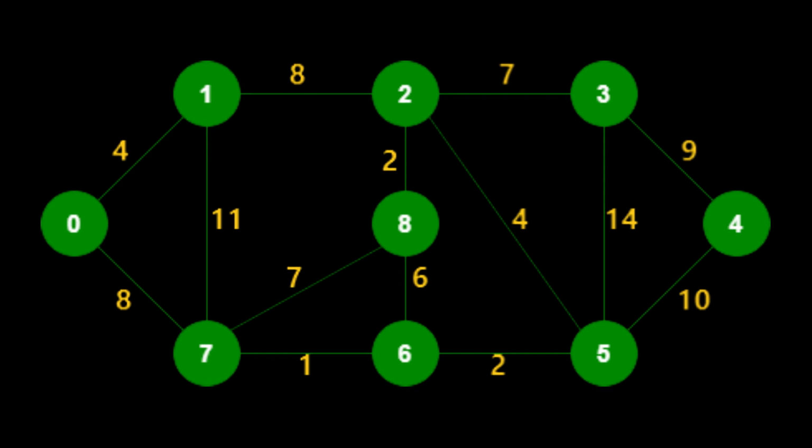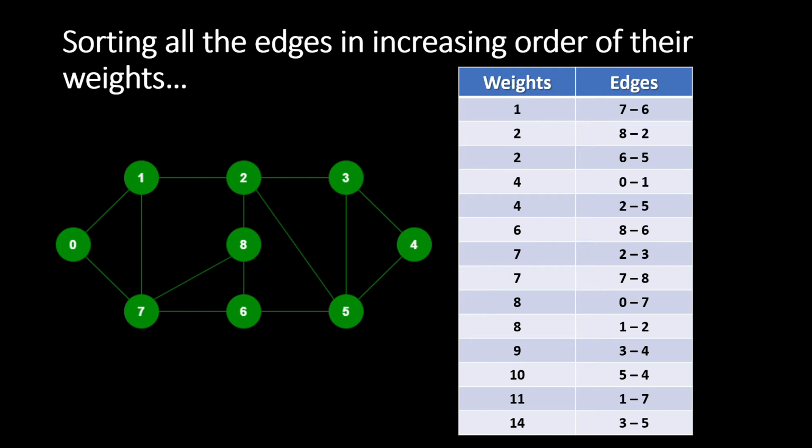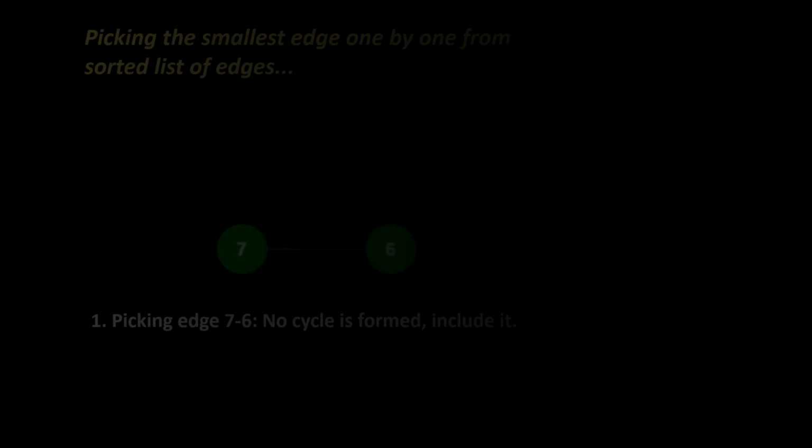Now let us see a little more complex example to make our concept clearer. First of all, we will sort all the edges in increasing order of their weights and create a table. Then simply pick the smallest edge one by one from the table.